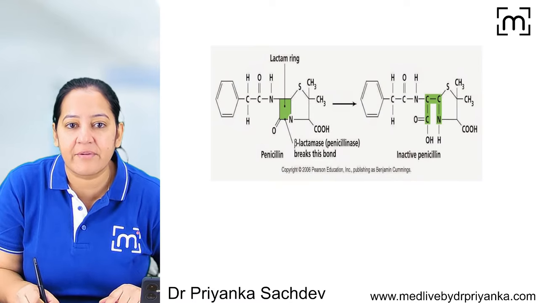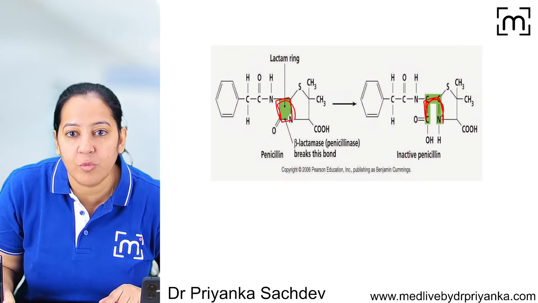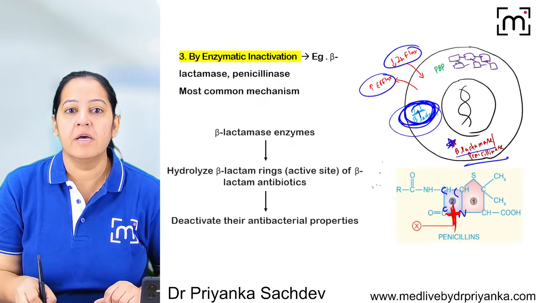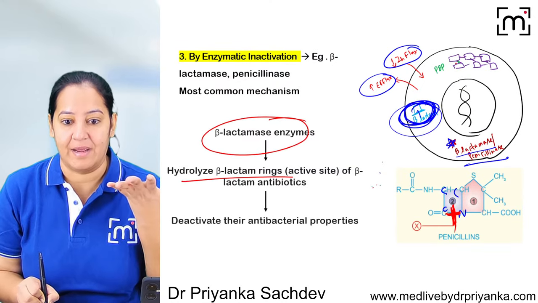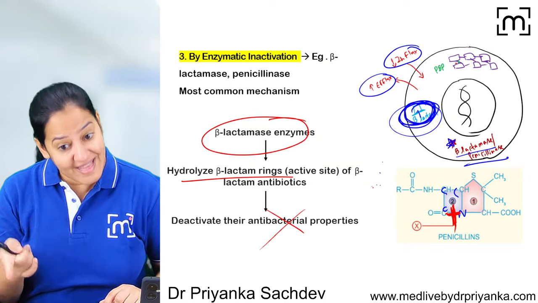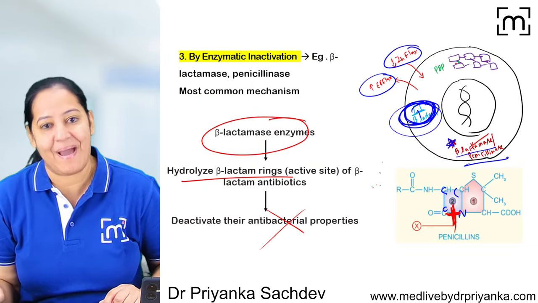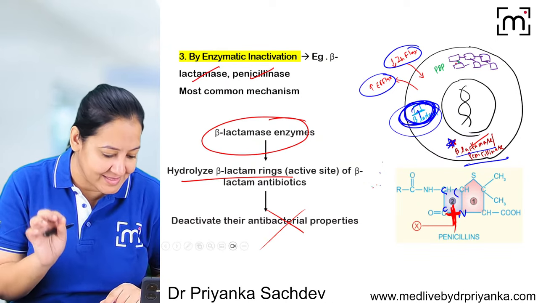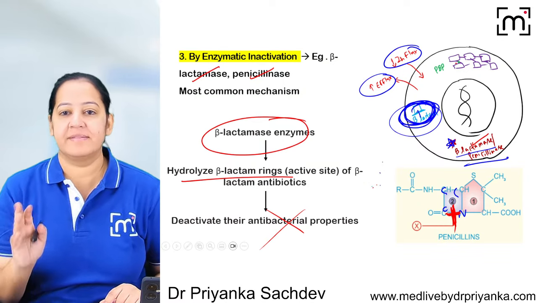You can see here is a ring. Can you see the ring? Appreciate the ring. Here, see, the ring is open, because this bond is broken. Now the antibiotic is ineffective. So the beta-lactamase enzyme is produced that will hydrolyze the ring. The ring will open and they are no more effective now. That is the enzymatic activity. Either say beta-lactamase enzyme or penicillinase enzyme, it is one and the same. Say yes, it is one and the same enzyme. Got my point? That is the third mechanism.